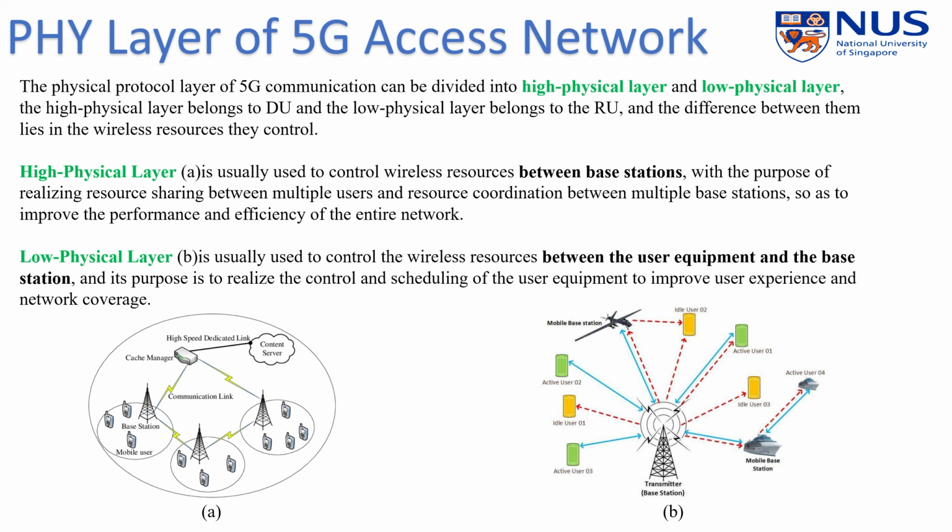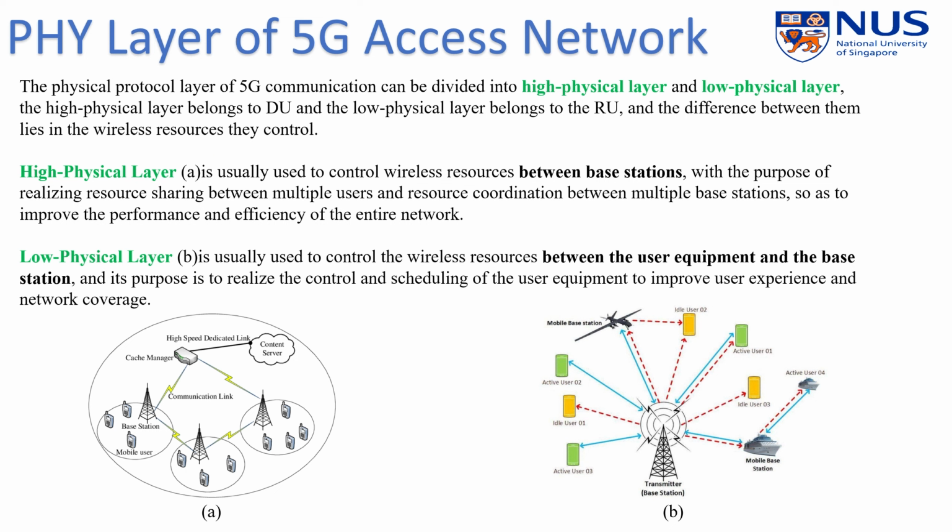And the difference between them lies in the wireless resources they control. The high physical layer is usually used to control wireless resources between base stations like shown in Figure A, with the purpose of realizing resource sharing between multiple users and the resource coordination between multiple base stations, so as to improve the performance and efficiency of the entire network.